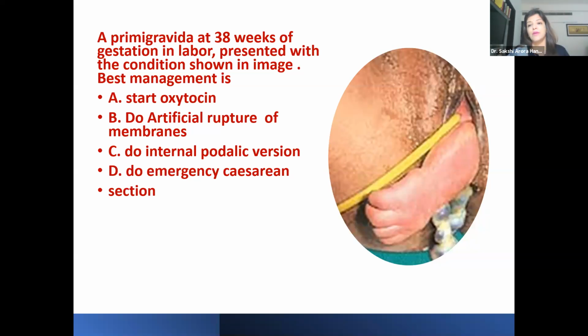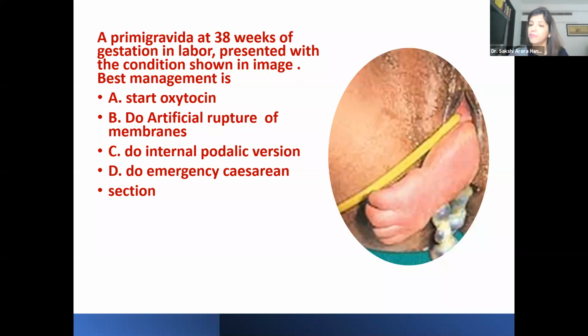So caput succedaneum is basically an edematous swelling. It's a generalized swelling which will pit on giving pressure. The very important point about caput succedaneum is that this swelling is seen above the level of periosteum. Whereas cephalhematoma is a collection of blood which happens in case of traumatic deliveries, like traumatic instrumental deliveries. And this collection of blood, obviously, it is not going to pit on pressure, and the collection will be below the level of the periosteum.